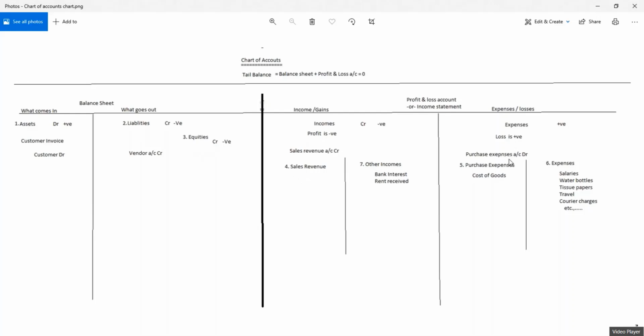These expenses are bifurcated into two. One is purchase expenses, another one is 6 expenses. What does purchase expenses mean? Material expenses. If you are purchasing material, that is called cost of goods or material expenses. And 6 expenses means employee salaries and employee expenses. Okay, 7 other incomes and 8 appropriation.